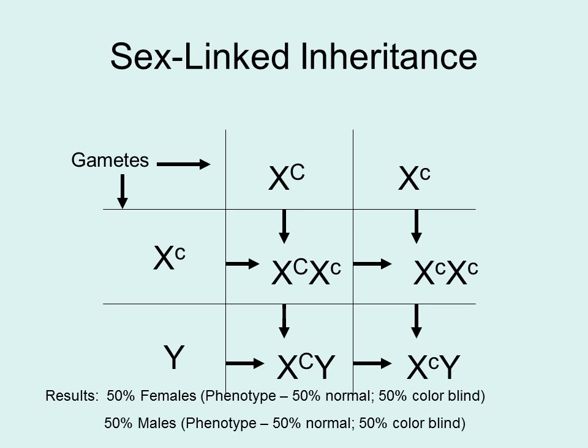For the females, there is a 50% chance in this situation that the female will be colorblind. There is a 50% chance that she will have normal vision. She'll be a carrier, but she'll have normal vision. For males, the offspring, there's a 50% chance that the male will have normal vision, and there's a 50% chance that the male offspring would be colorblind.